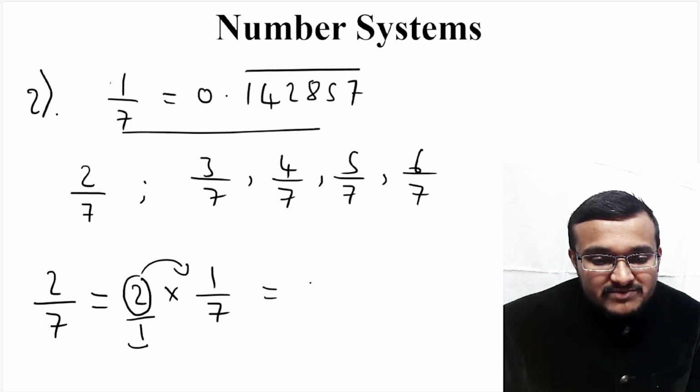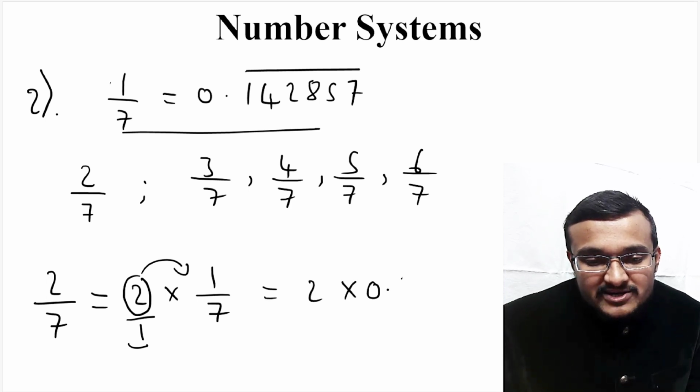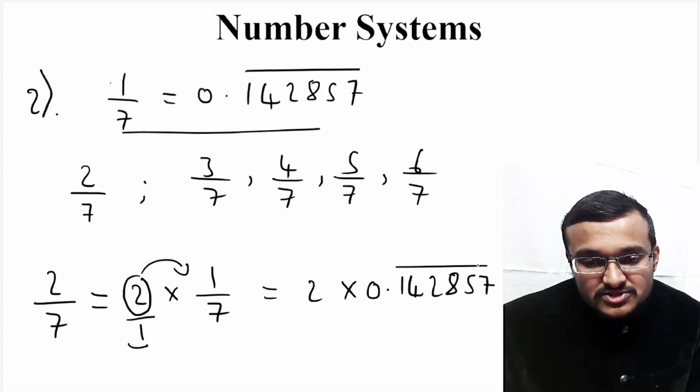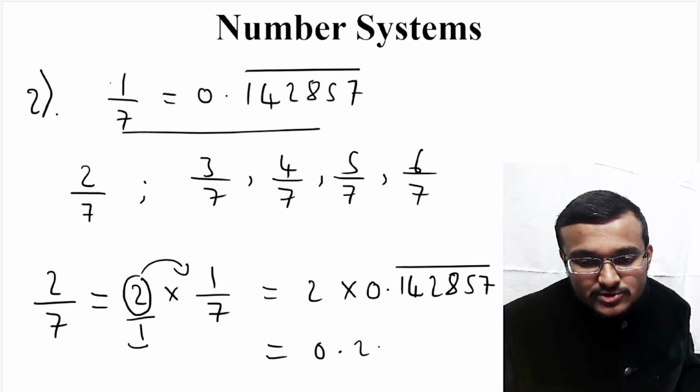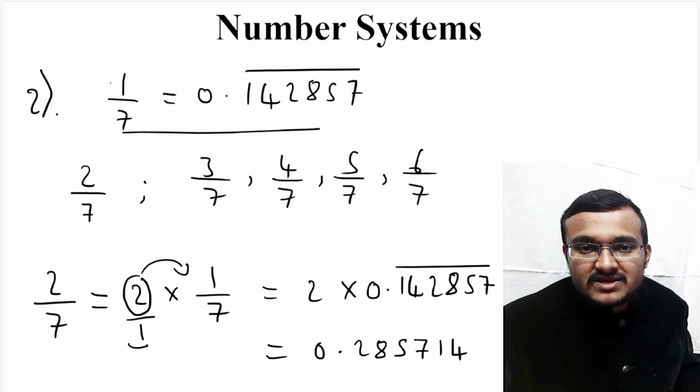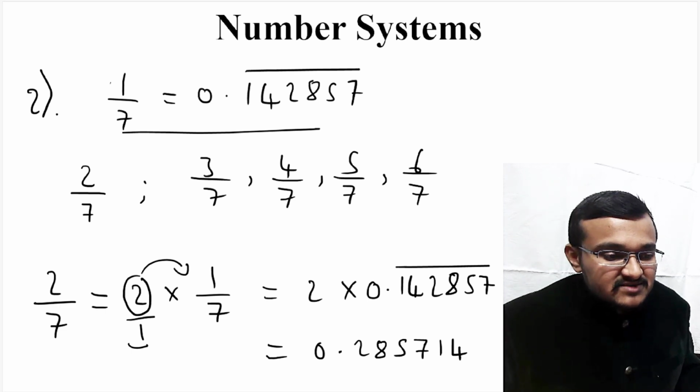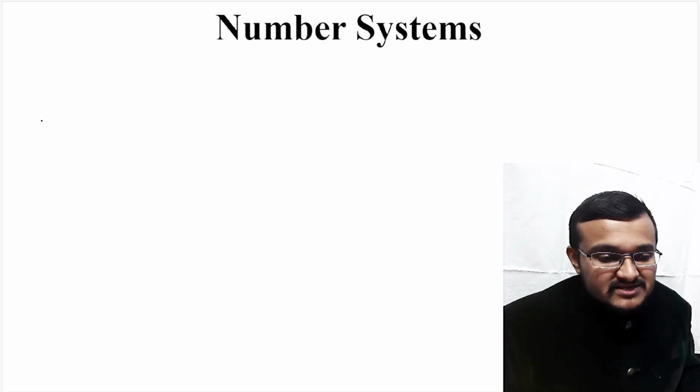So what is the value for 1 by 7? 2 into 0.142857. So you got this particular value. When you multiply 2 with this, you will get 0.285714. That's it. Similarly, you can do this for 3 by 7 as well.